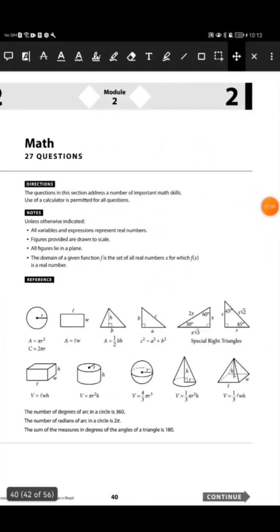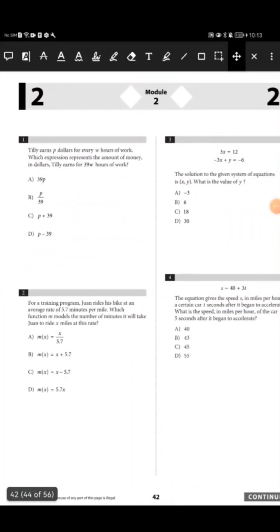Moving on to the next section. Question number 1. Tilly earns P dollars for every W hours of work. Which expression represents the amount of money in dollars Tilly earns for 39 W hours of work?